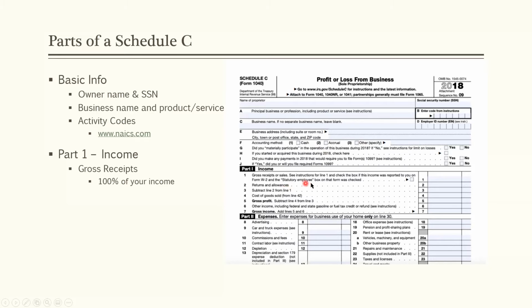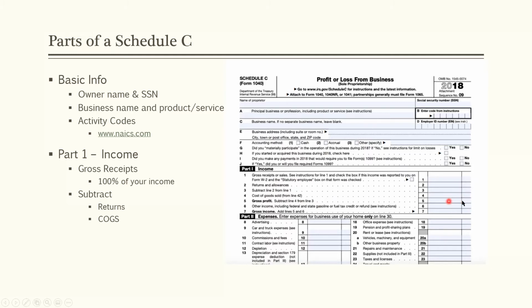And then you get into income. What is your gross receipts? Any returns and allowances? Cost of goods sold equals your gross profit. So line one would be 100% of your income. And then you're allowed to subtract your returns and allowances. So if you sold $1,000 of goods, $1,000 would be here, but if somebody brought back something for $100, then you would put that in here as a negative number, and now you would have $900 here, and then you would subtract your cost of goods sold right here to get your total gross profit.